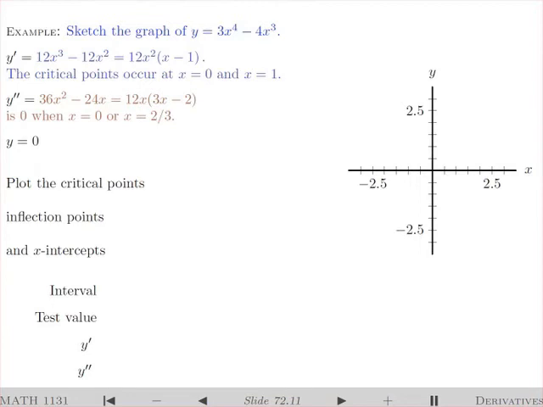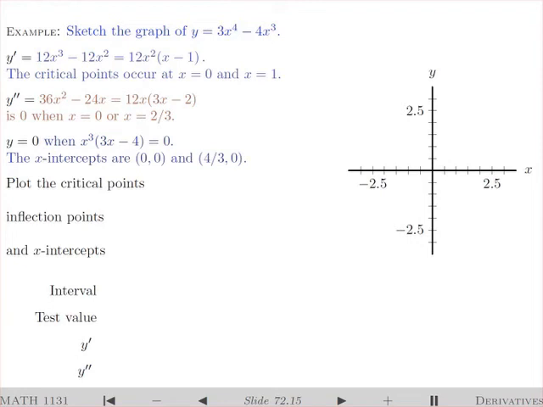Let's also find the x-intercepts. X-intercepts occur when y is 0. Again, because I can factor y, we can find the x-intercepts easily. I can factor x cubed out of the two terms in y. So y factors as x cubed times (3x minus 4). And this is 0 when x is 0 or when 3x minus 4 is 0. 3x minus 4 is 0 when x is 4/3.